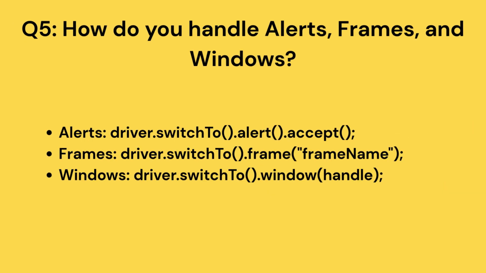Coming to another important question, how do you handle alerts, frames, and windows? So alerts can be handled using the driver.switchTo function, that is driver.switchTo.alert.accept. And also we can handle frames using the driver.switchTo function, but here we use driver.switchTo.frame and we specify the frame name. Same thing for windows, driver.switchTo function. So here, driver.switchTo.window handle.